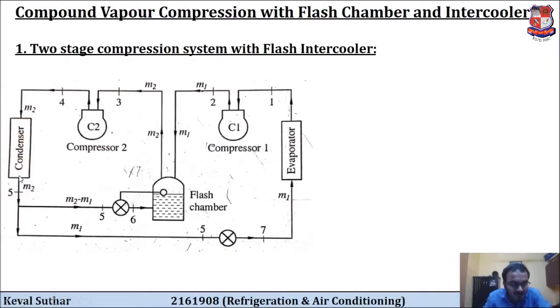Okay, so if you see here, M2 is the total mass, out of which we are taking M2 minus M1 mass, which is expanded first and then goes into the flash chamber. The remaining M1 portion is going into expansion and into the usual cycle. So M1 mass first goes into the first stage compression and then returns into the flash chamber. This M2 minus M1 is meeting with this M1, so now the total mass is going into the secondary compression stage, and then the same cycle repeats.